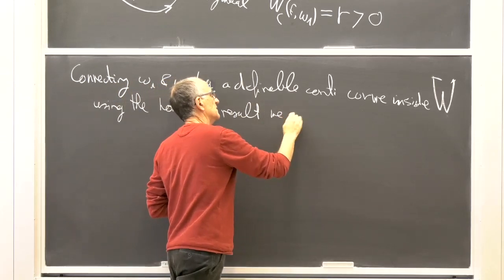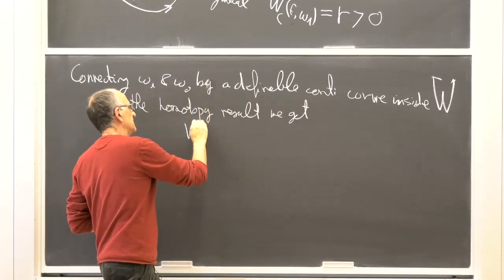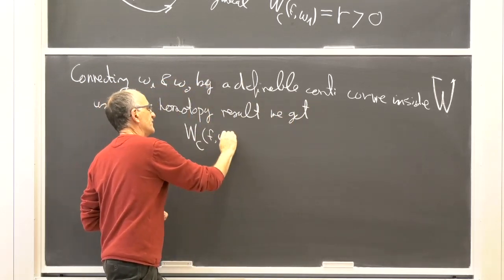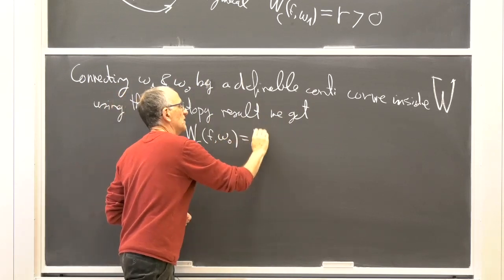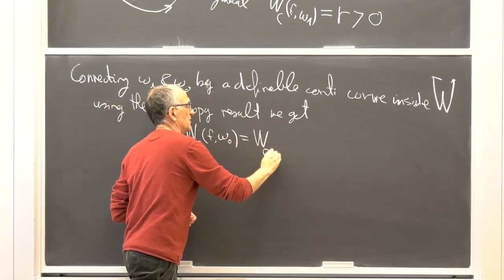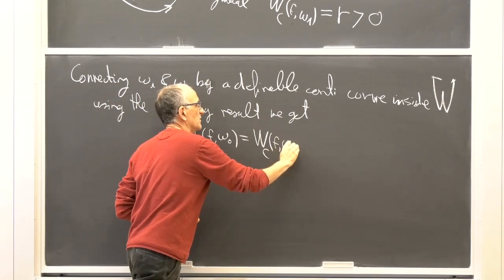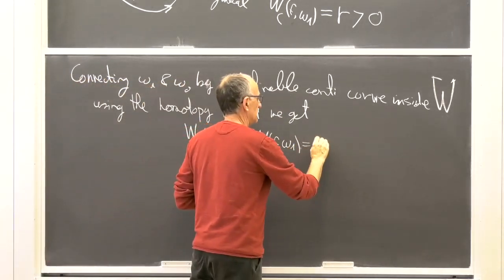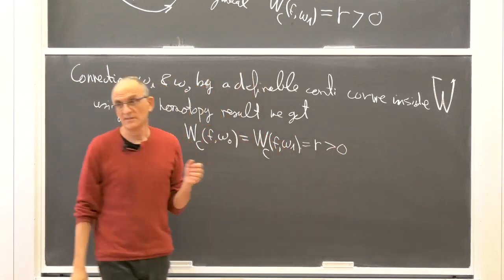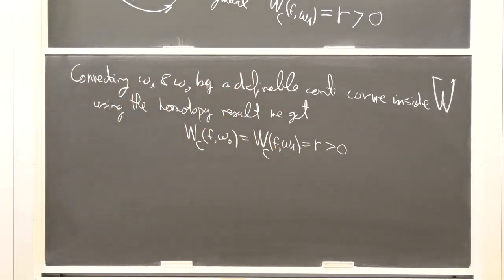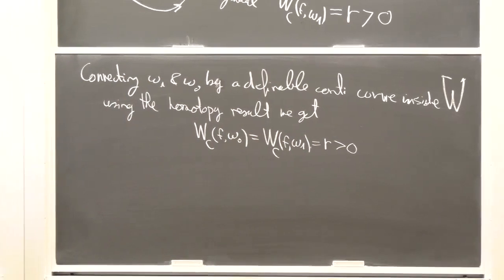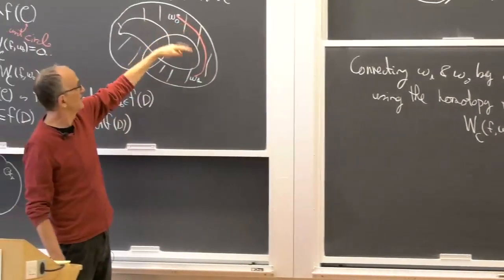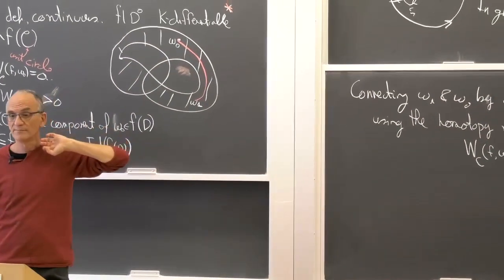We get the winding number of F around W0 is the winding number of F around W1. And this is R, the number of free images of a generic point. Notice that this implies in particular that in all points, we should have the same number of free images inside this component.